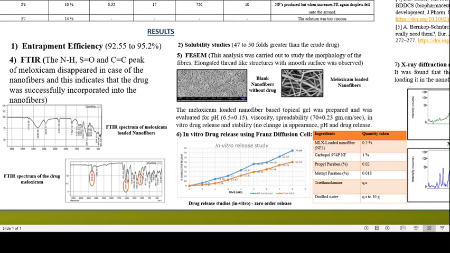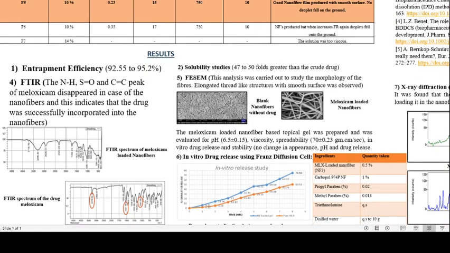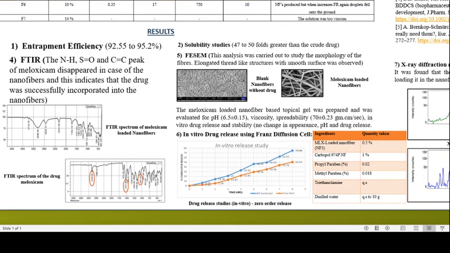Also, scanning electron microscopy was performed. The plain nanofibers without the drug showed a good morphology with a thread-like elongated structure, and when meloxicam was loaded into the nanofibers, there was no change in their shape. They were elongated and thread-like structures.